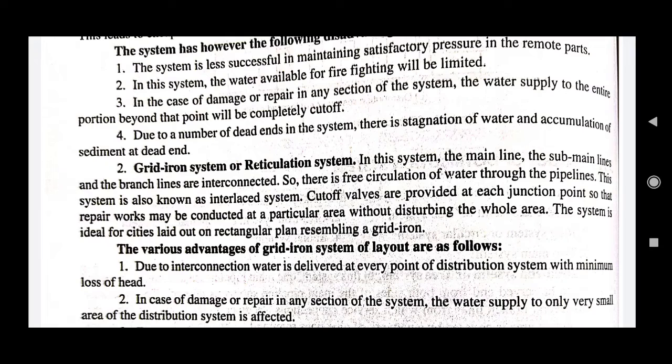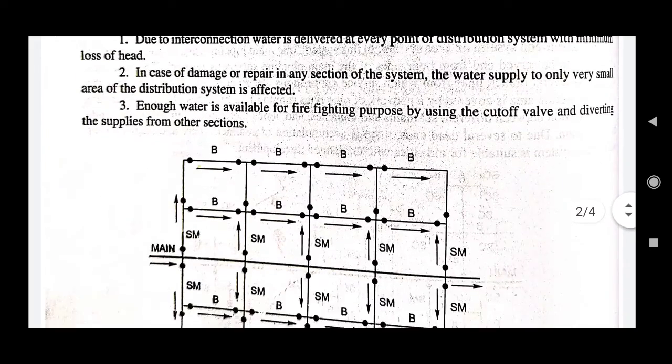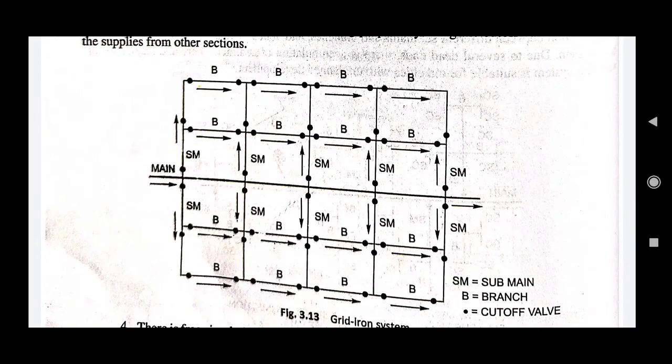In this system, the main line, the sub main lines and the branch lines are interconnected. As you can see in this figure, the mains and the sub mains and the branch lines, all these lines are interconnected to form a grid like pattern, right? So you can see that there are a number of stop valves which are provided. That means that since the water connections are interconnected to each other, the pressure at every end can be from two or more different branches or different sub mains.